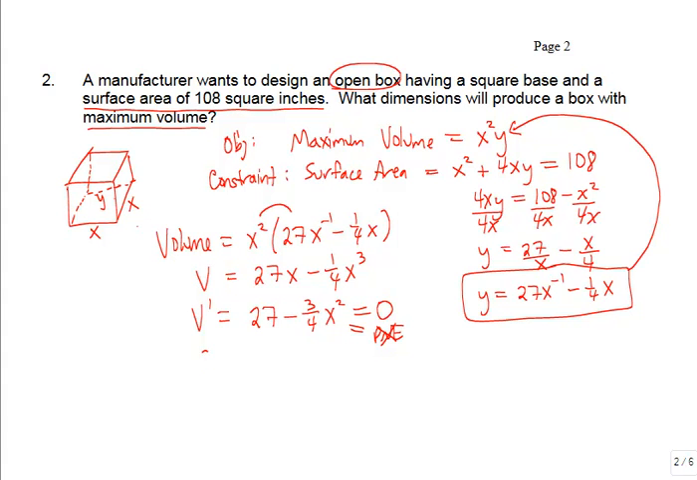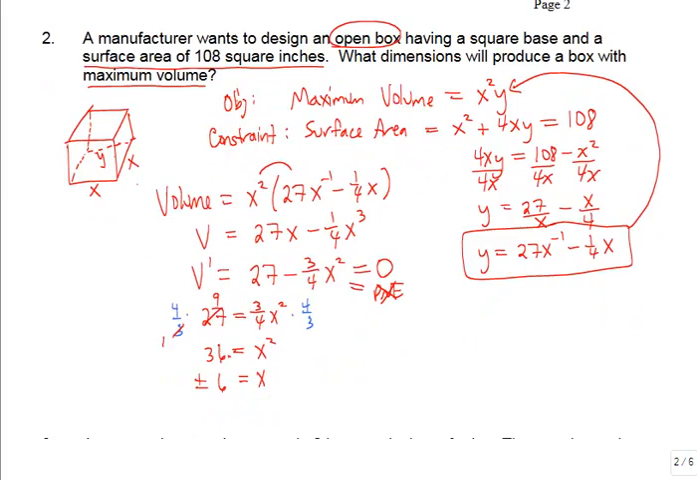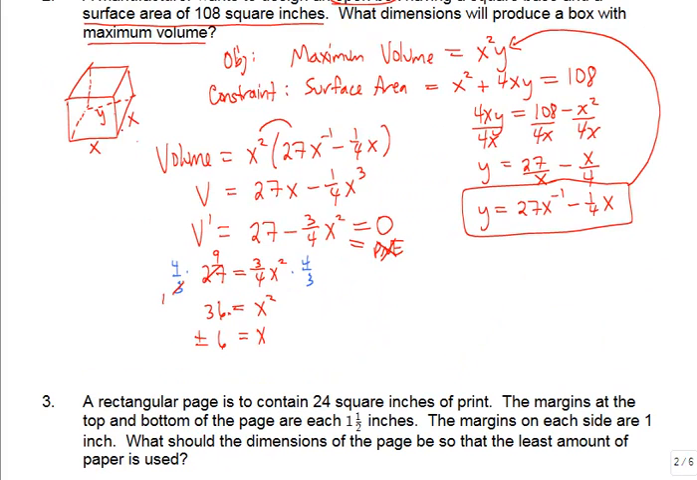So let's solve. I'm going to go ahead and add the 3/4 x squared over to the other side. I'm going to multiply by my reciprocal 4/3. And that's going to give me, when I reduce here, 3 goes into 27 9 times. 9 times 4 is 36. So I get 36 is x squared. And when I take the square root of both sides, I'll get a plus and a minus 6. But since we're talking about lengths here, x is a distance, we don't want the negative. So we want our x to just be the positive 6.